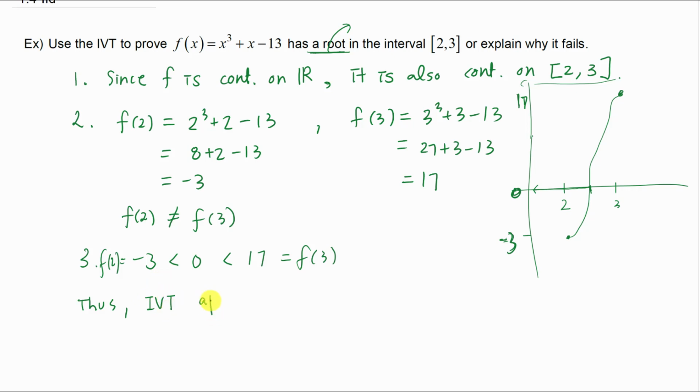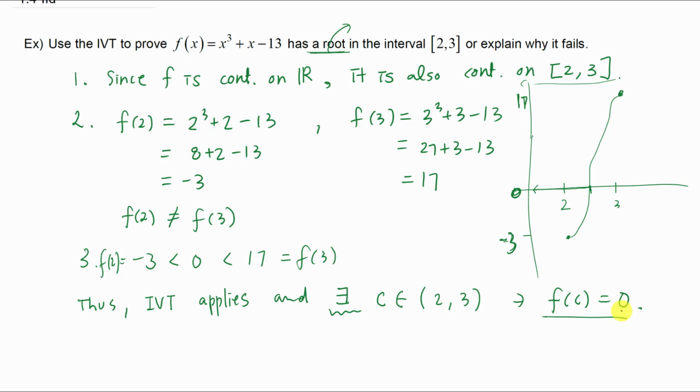IVT applies and there exists. Guys, this symbol means there exists. You can literally write it out, but every time you see this backwards E, it means there exists. There exists a c in the interval 2 to 3 such that f of c equals 0. But this means what? This function has a 0, or the function has a root in that interval. So we just proved it.